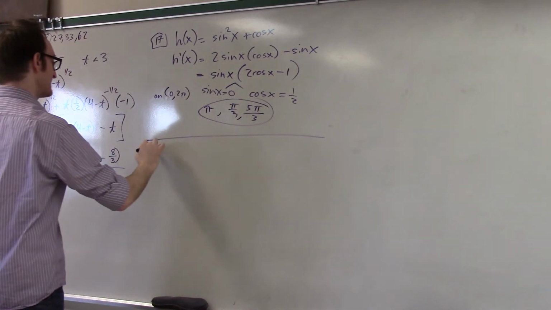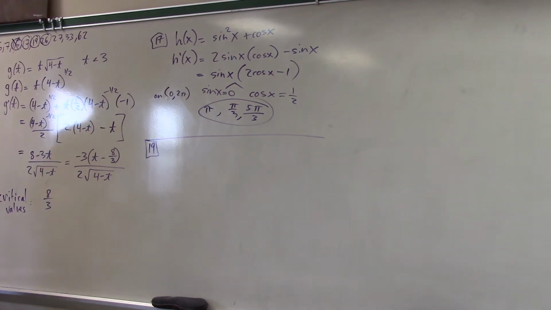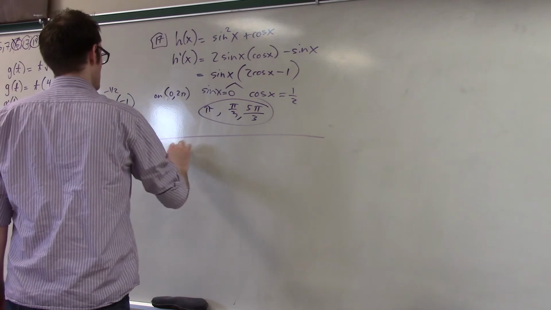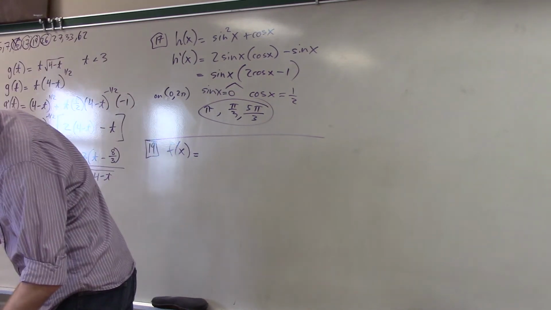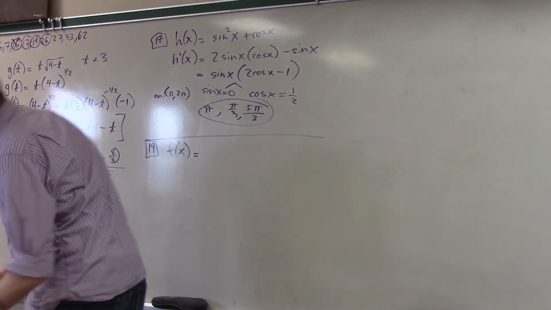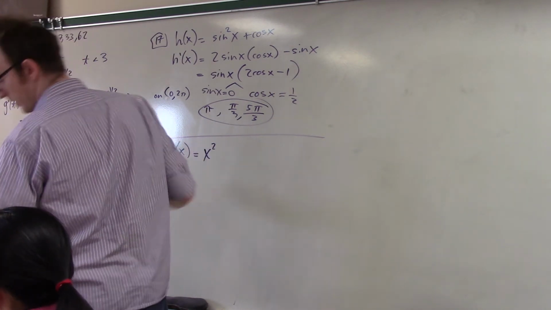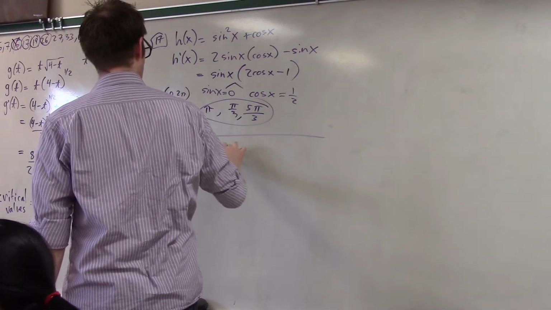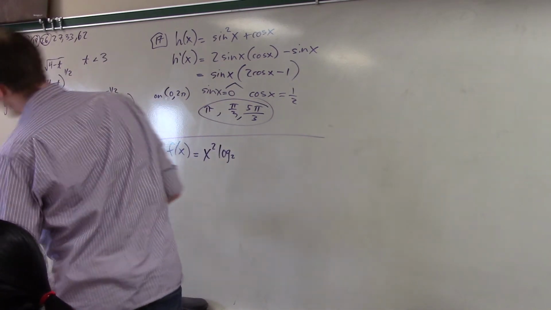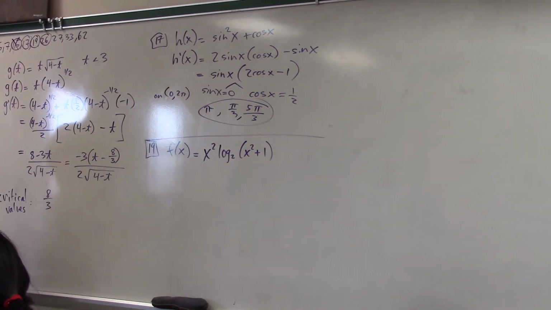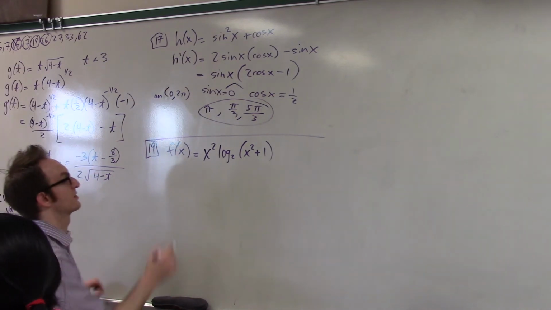Number 19 is another problem that is a little bit weird. The function is x squared times log base 2 of x squared plus 1. Okay, so let's differentiate and find the critical values.